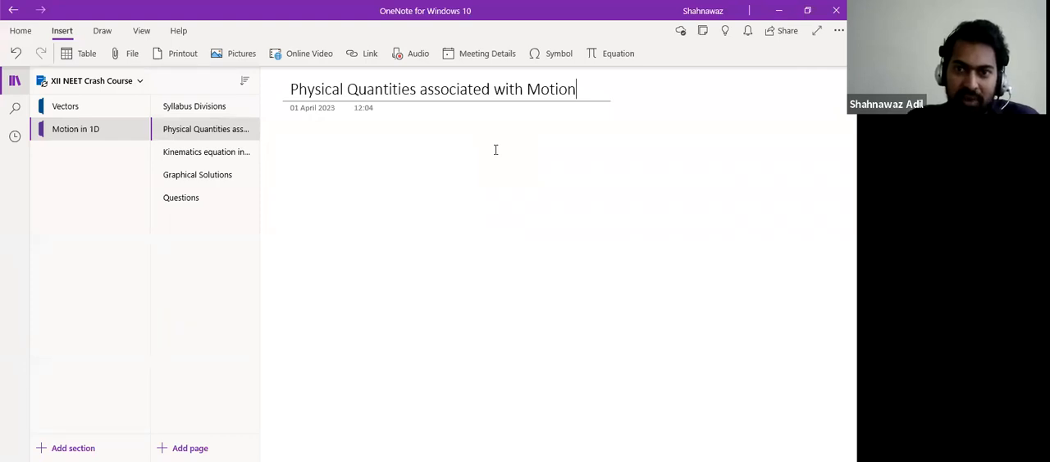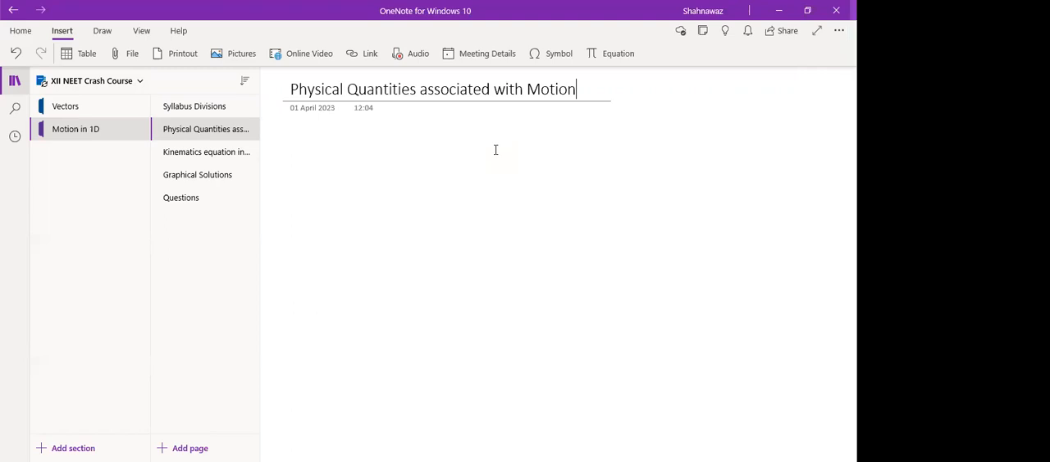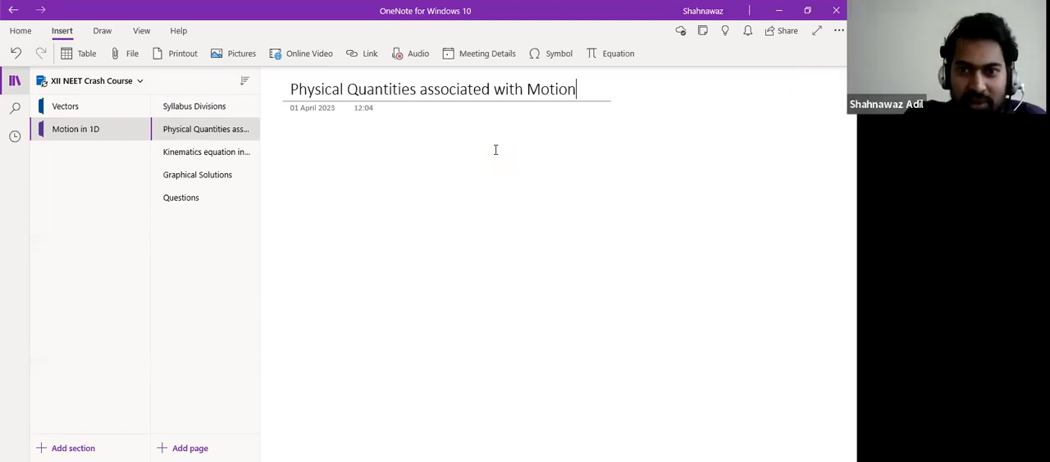So what's the first information that you can take out from that question? The dot product will be zero. Yes, right. So you have to use the dot product. Okay, right. So this should be the first approach to solve that question.